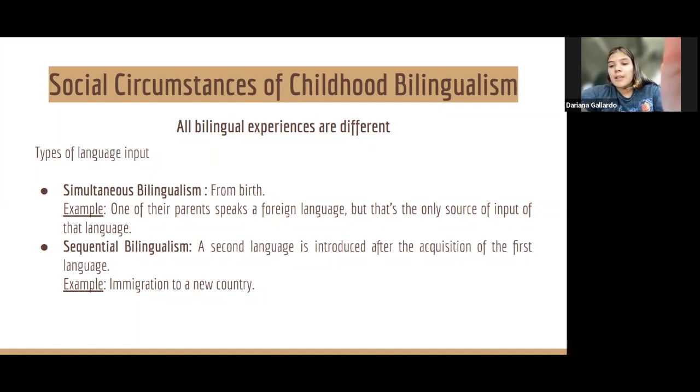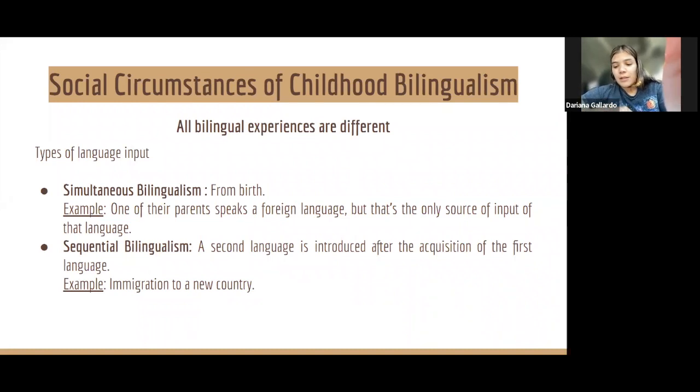Simultaneous bilingualism is acquired from birth. For example, there is a family that lives in the United States. Parent 1 speaks English, which is the national language, since it's the language used in the government, at schools, etc. Parent 2 speaks a foreign language, for example, Chinese. The child learned both languages from birth. But the difference is that for Chinese, the only source of input is parent number 2. For English, the source of input is almost everywhere. To summarize this, one parent speaks a foreign language, but that's the only source of input for that child.